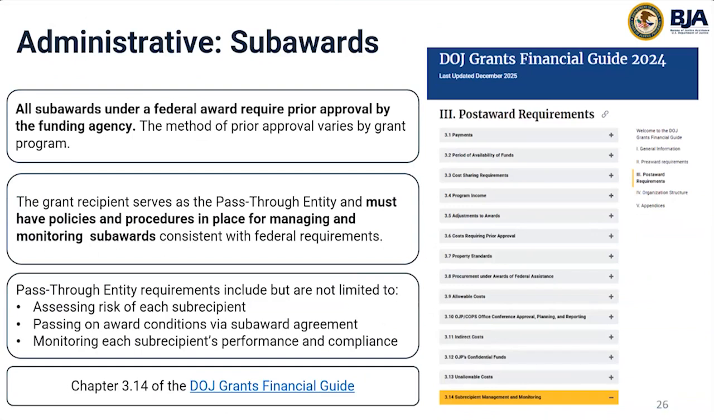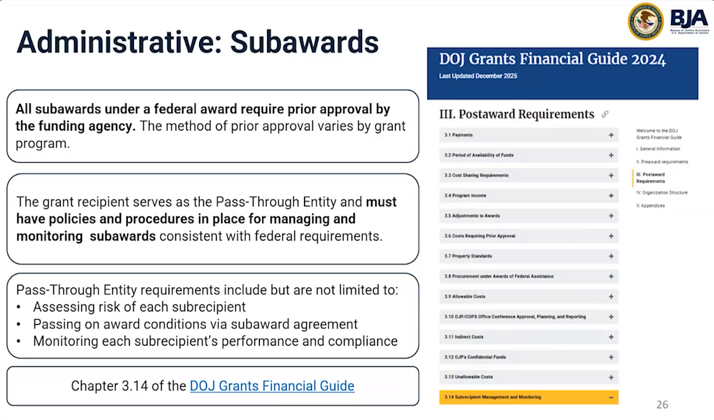All subawards under a federal award require prior approval by the funding agency. The method of prior approval varies by grant program. The grant recipient serves as the pass-through entity and must have policies and procedures in place for managing and monitoring subawards consistent with federal requirements. Pass-through entity requirements include, but are not limited to, assessing risk of each subrecipient, passing on award conditions via subaward agreement, and monitoring each subrecipient's performance and compliance. Chapter 3.14 of the DOJ Grants Financial Guide covers this topic in greater detail.